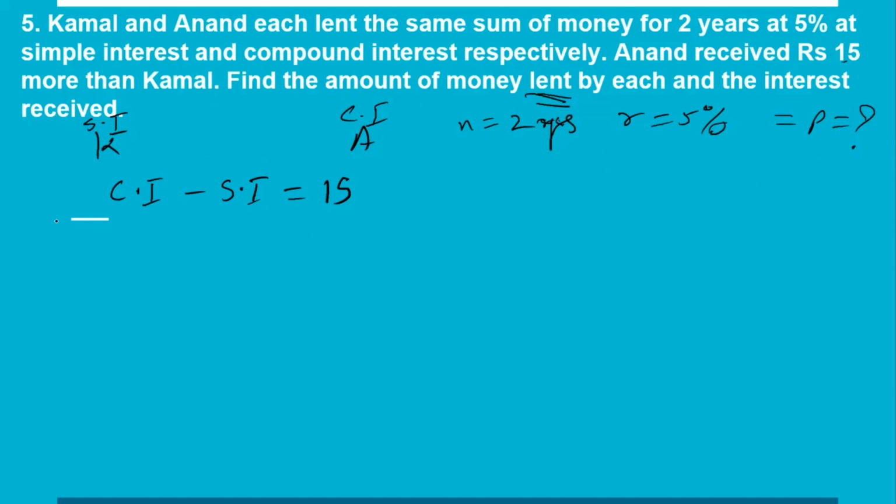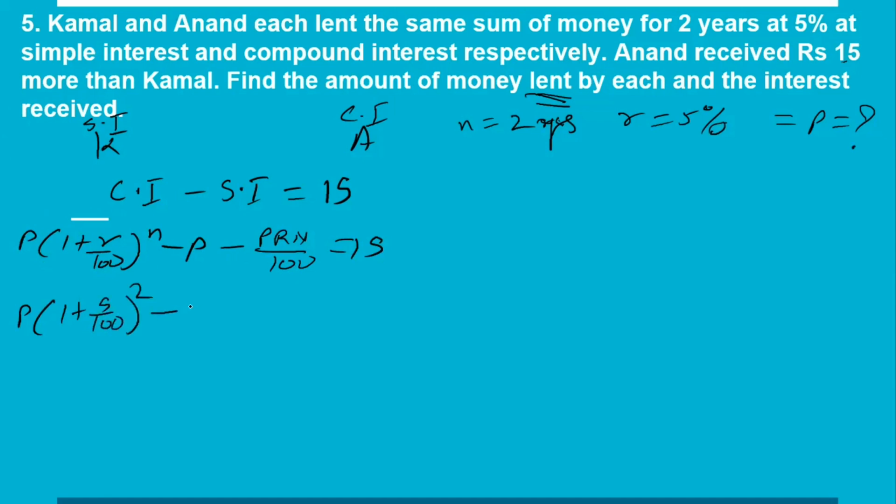So compound interest is A minus P, that is P in bracket 1 plus R upon 100 raised to N, minus P. This amount minus principal, minus simple interest, which is PRN upon 100, is 15. Let us substitute. We have P, we don't know, 1 plus rate. The rate is 5% upon 100 raised to 2, minus P into rate, again 5%, N is again 2, upon 100, which is equal to 15.